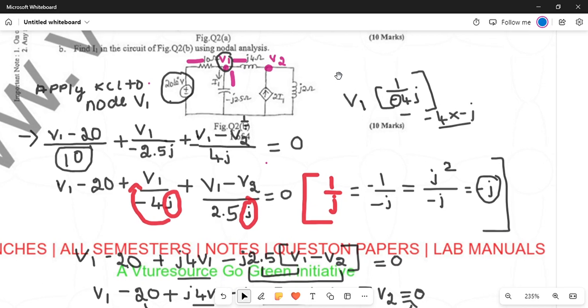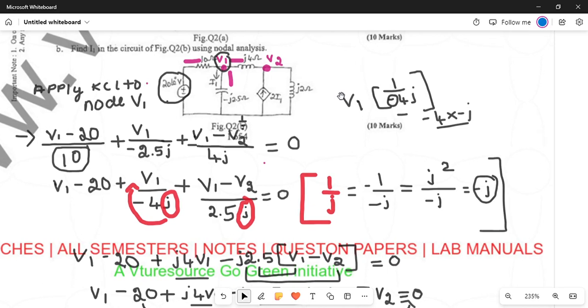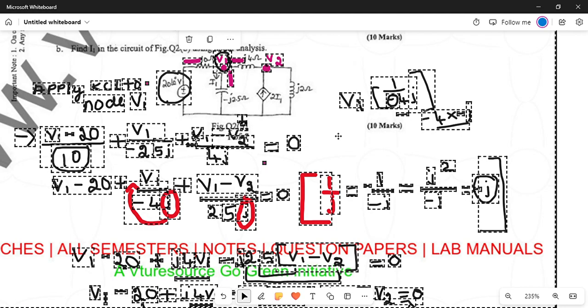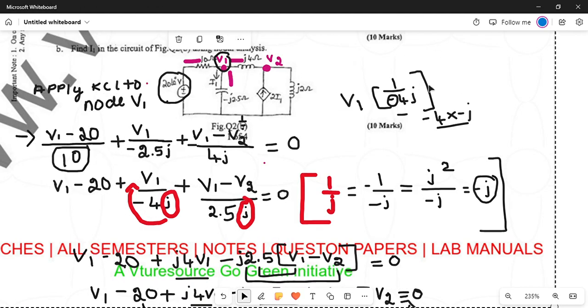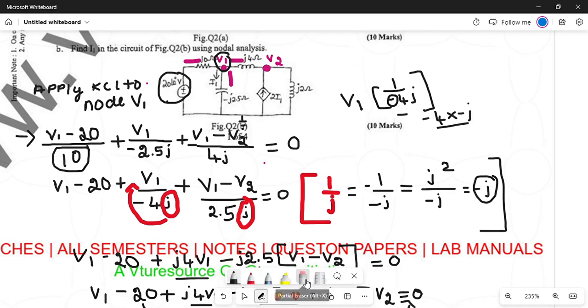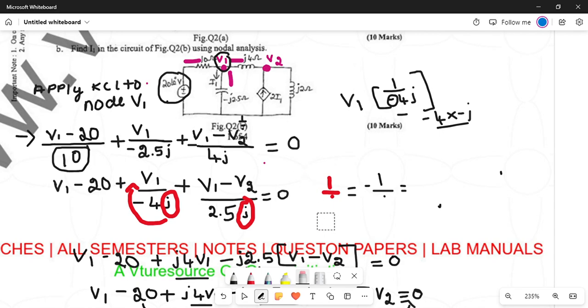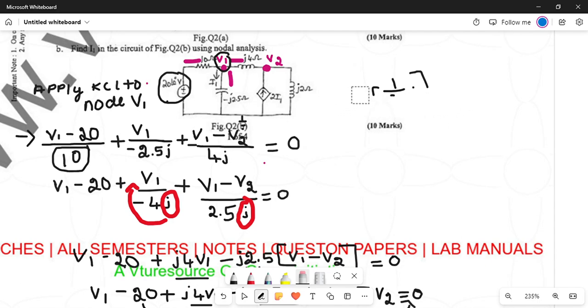Okay. Yes. Just a minute, I'll write it out soon. I'll just erase this part here because I guess you will get to know 1 by j is minus j. I already told it to you before. Okay. Yes. So my second equation, let me apply KCL to node V2.